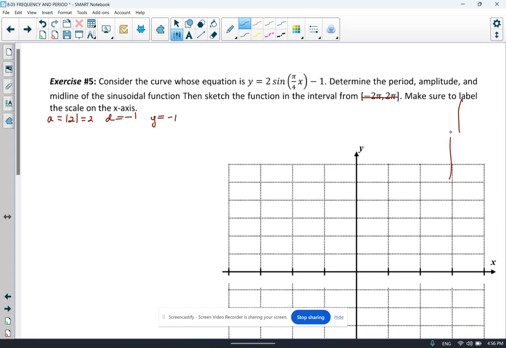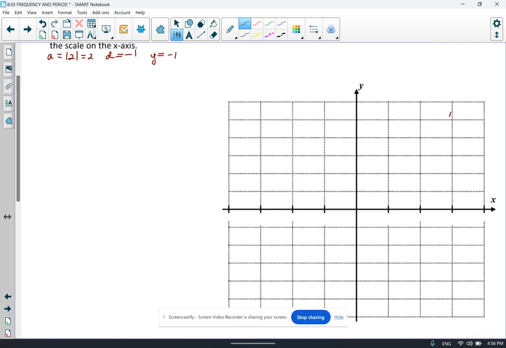And you're going to make sure to graph it. Let me just erase that. So I'm going to graph this line y equals negative 1, and you're going to make sure to label. We need the maximum value of the function. So the maximum value of the function is the amplitude plus the vertical shift. So it's 2 minus 1, or 1. The minimum value of the graph is the negative of the amplitude plus the vertical shift. So it's negative 2 minus 1, which is negative 3.